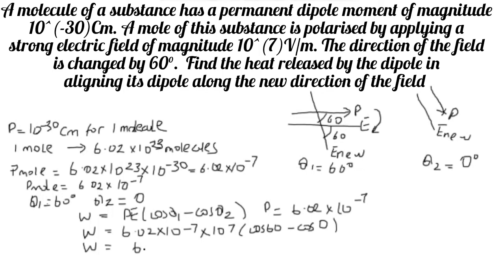6.02 times 10 raised to the power minus 7 times 10 raised to the power 7 is equal to 6.02. So work done is equal to 6.02 brackets cos 60, which is half, minus cos 0, which is 1. Half minus 1 is minus half. So work done is equal to 6.02 times minus half, which is equal to minus 3.02 joules.